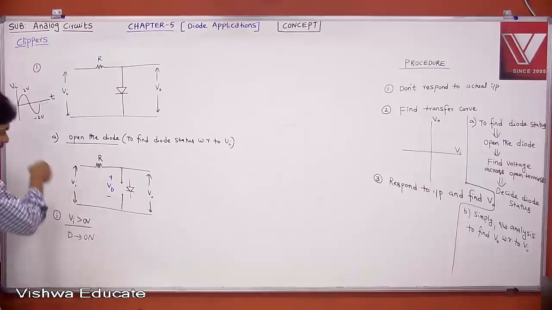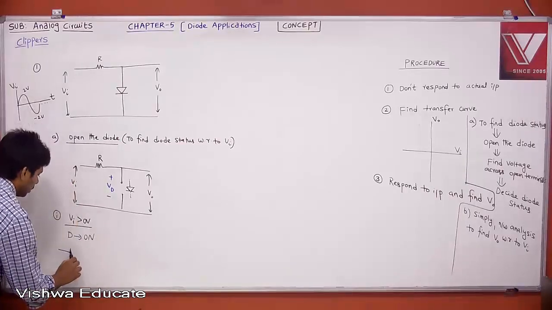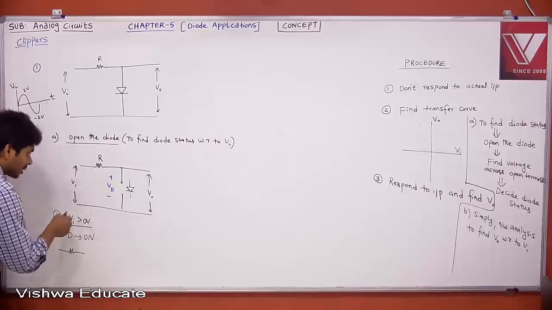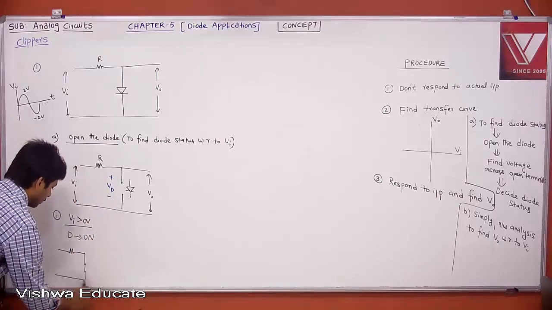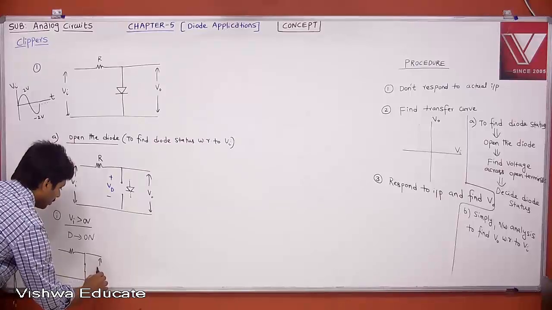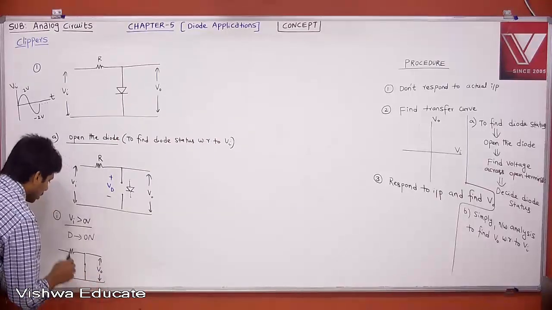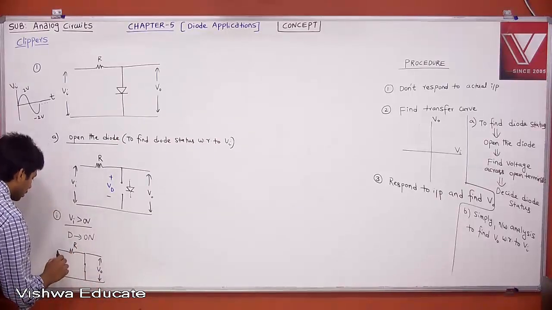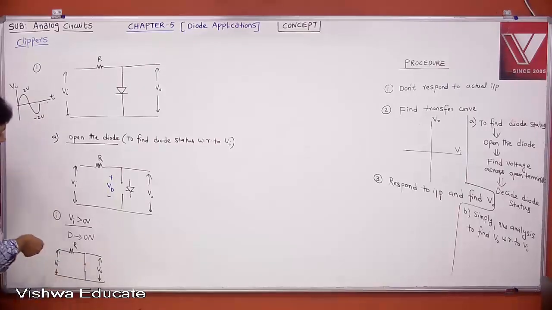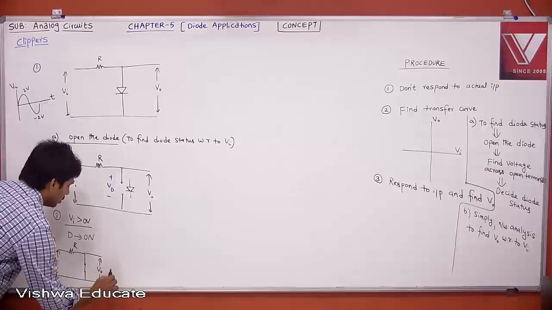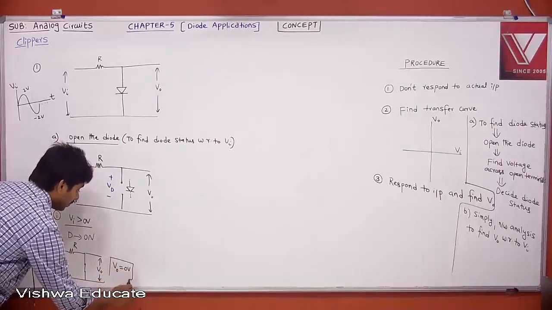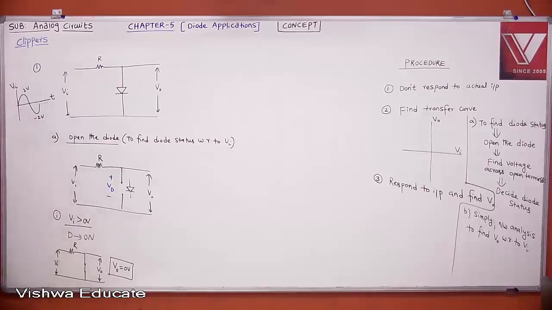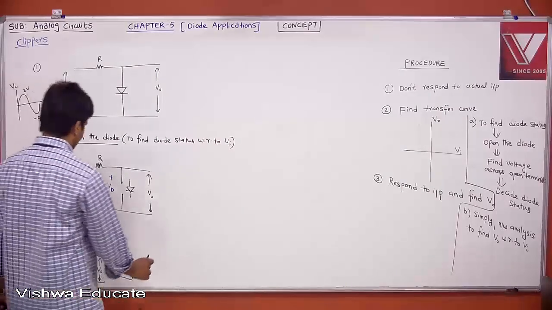Therefore, what does it mean? When I say the diode is on, we got to know the status of the diode. When Vi is greater than 0, your diode is on. Then tell me, what is your V0? This is your R and this is your Vi. Your V0 is independent of Vi. Your V0 is 0 volt when Vi is greater than 0 volt. Now, case 2.